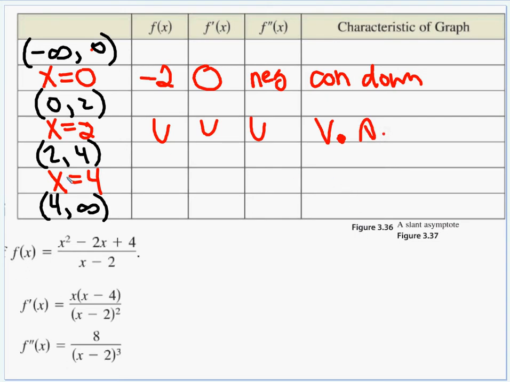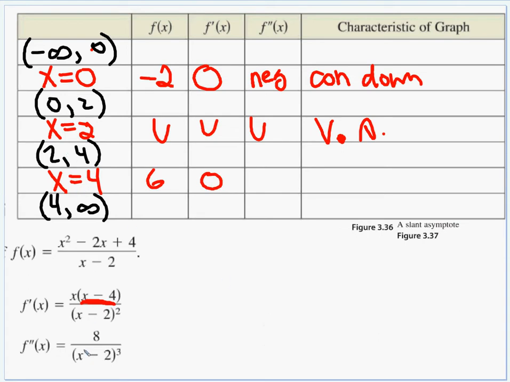Okay, let's put 4 into the original function. You put a 4 in there, out pops a 6. So that's a point we can graph when we get to the graphing part. If we put 4 into the derivative, this part here is going to zero out, so that zeroes out the numerator and gives us an overall value of 0.